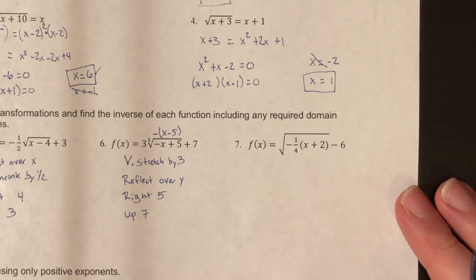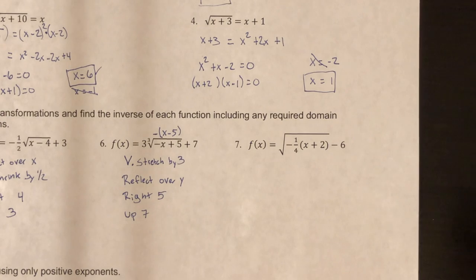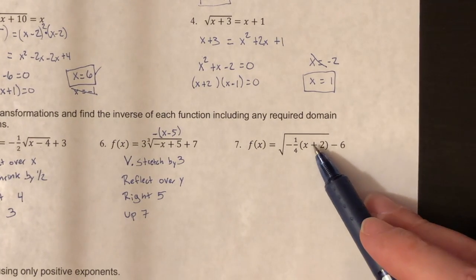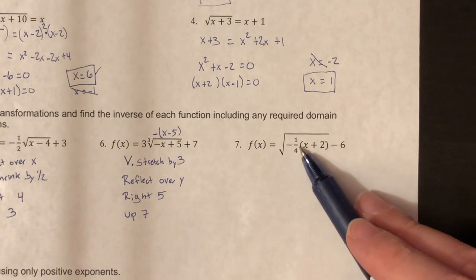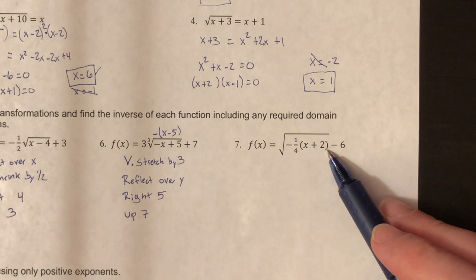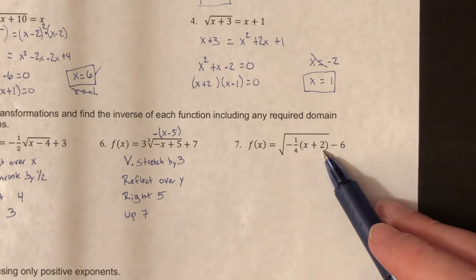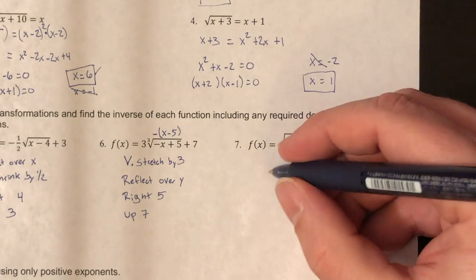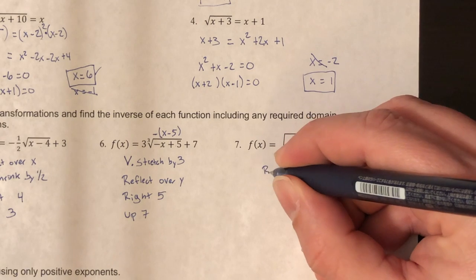Looking at question 7, here you'll notice that my b value is already factored out. So I'm not going to need to pull anything off from this 2. That's going to be my actual h value. A negative underneath the radical gives a reflection over the y-axis.